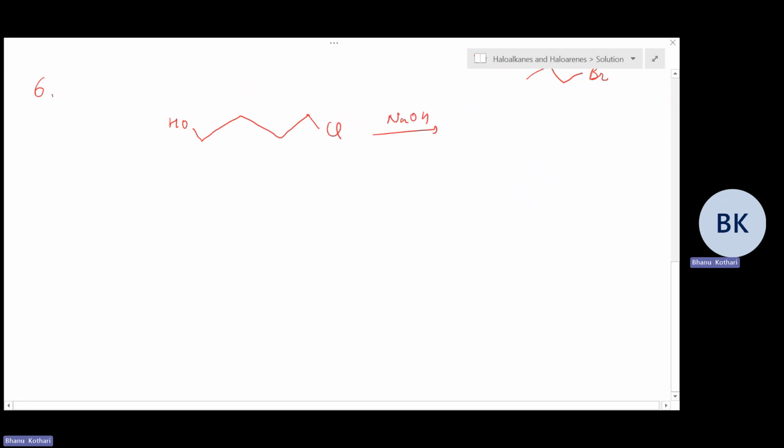NaOH will act as a base. It will deprotonate this particular H plus. And what we'll have is O minus and Cl. Now an intramolecular SN2 reaction can take place. This O minus will attack on this carbon. Cl minus will depart. And we'll get this particular cyclic ether as our product. Okay. The name of this is tetrahydrofuran. Let's see the next question.